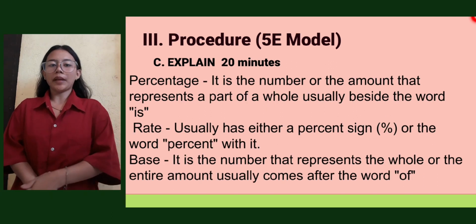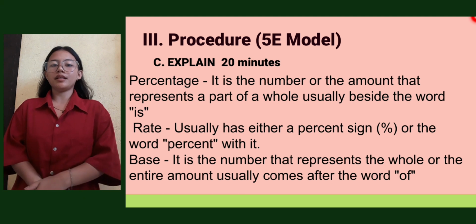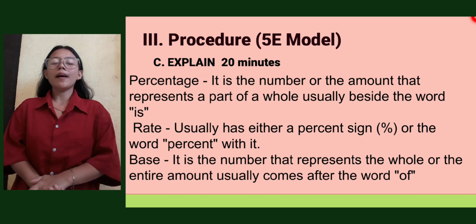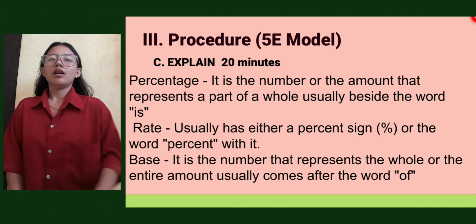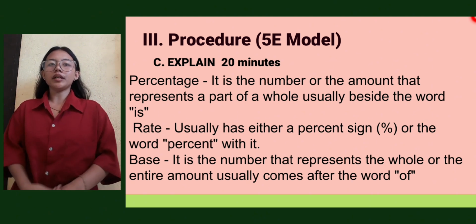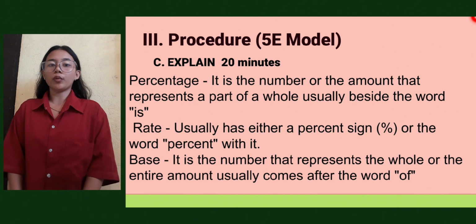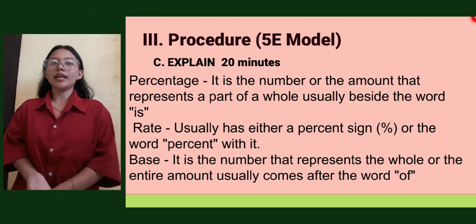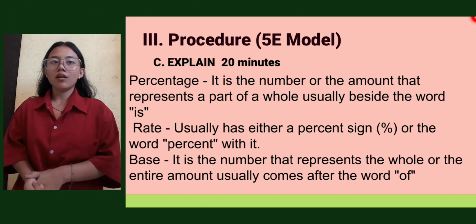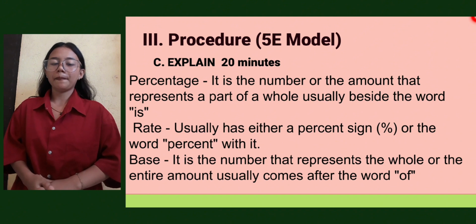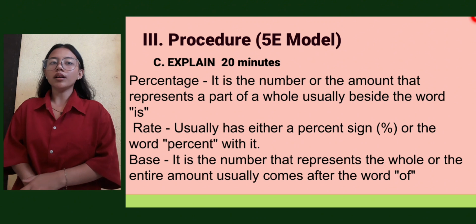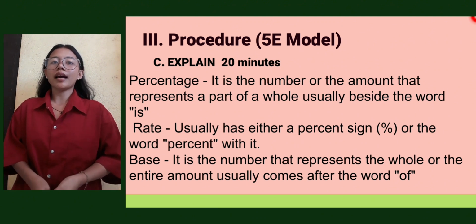So here in our explain part, it is a 20-minute activity. So first, let us define what is percentage, base, and rate. So percentage is a number or the amount that represents a part of a whole, usually before the word is. The rate usually has either a percent sign or the word percent with it. Lastly is the base. It is the number that represents the whole or the entire amount, usually coming after the word of.